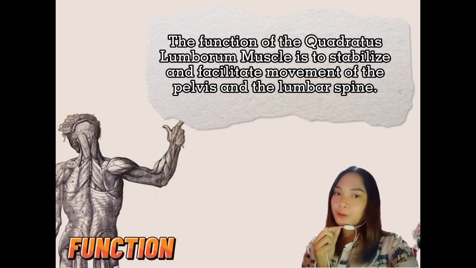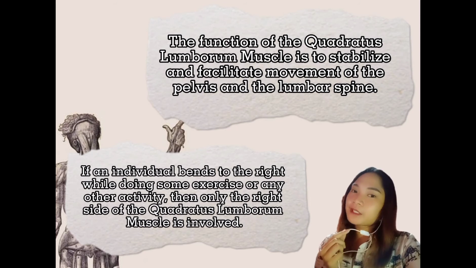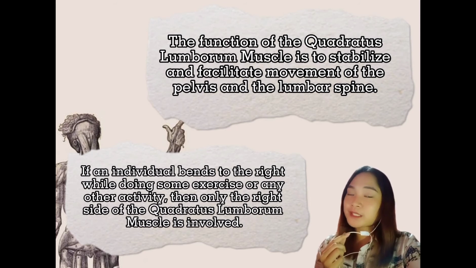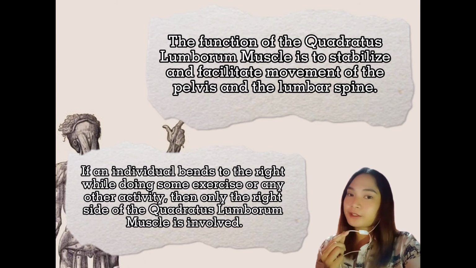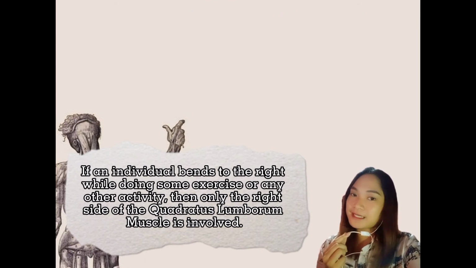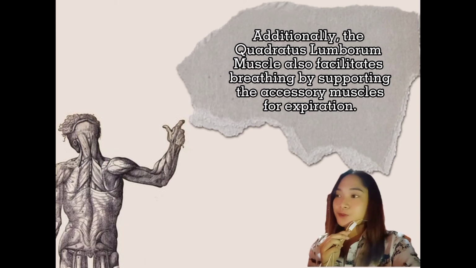The function of the quadratus lumborum muscle is to stabilize and facilitate the movement of the pelvis and the lumbar spine. When an individual bends to the right when doing exercises or any activities, only the right side of the quadratus lumborum muscle is involved. Additionally, it also facilitates breathing by supporting the accessory muscles for expiration.